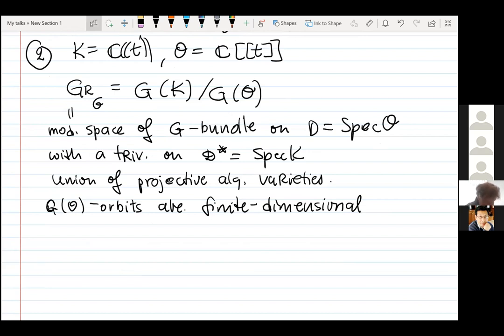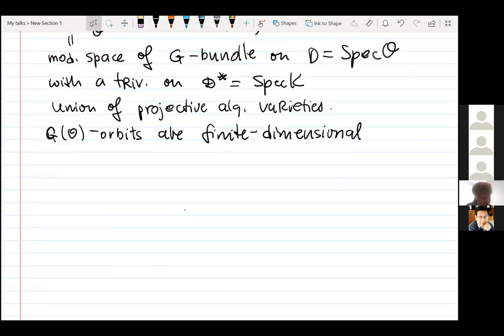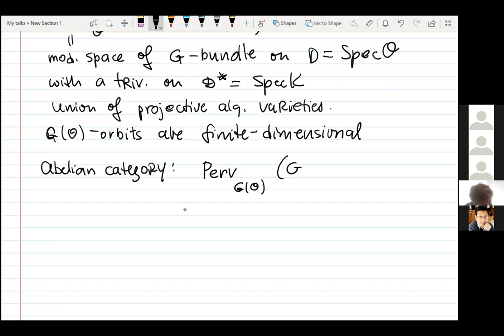And so it makes sense to talk about G of O equivariant sheaves on this space. There are several slightly different contexts in which you can do so. First of all, you can consider the abelian category, and then we'll need to consider the derived category. The abelian category consists of perverse sheaves, G of O equivariant on the affine Grassmannian. And there's a well-known story here. First of all, this has a natural structure of a symmetric tensor category, a symmetric monoidal category.